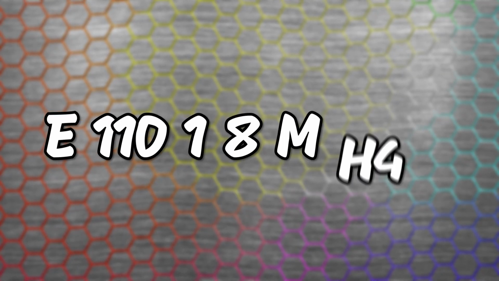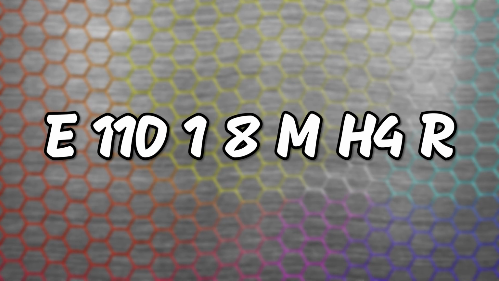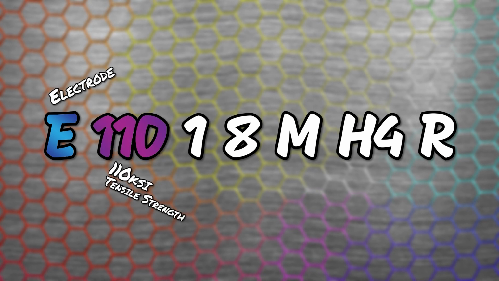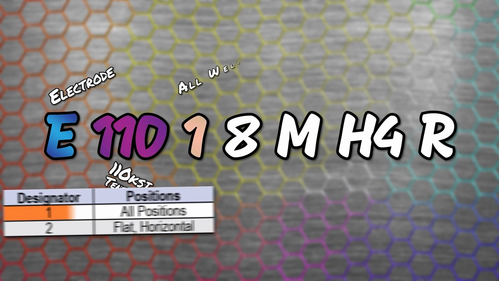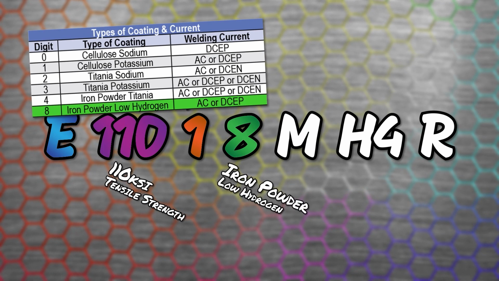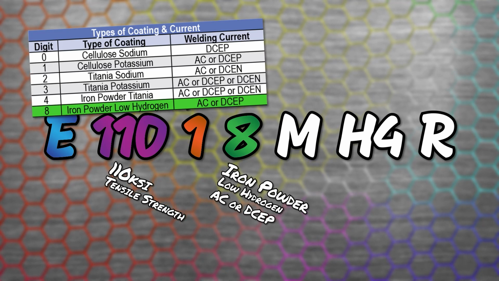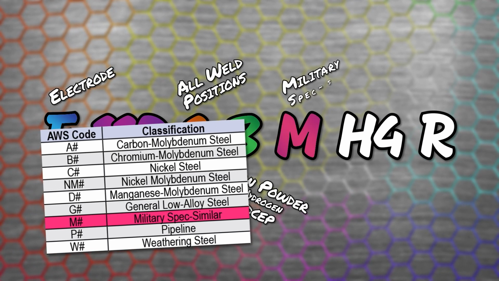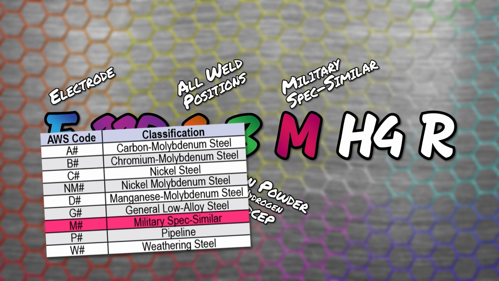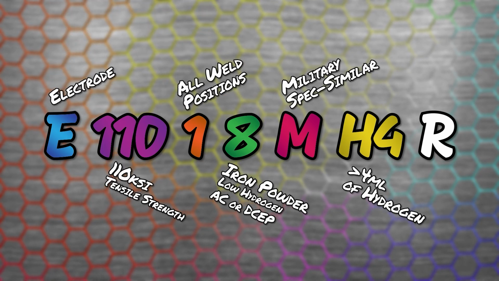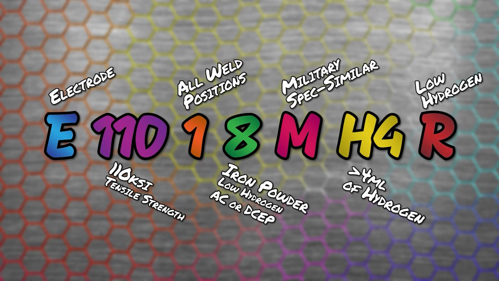Finally, E110-18MH4R. It's an electrode, has 110 KSI tensile strength, can weld in all positions, has a low hydrogen iron powder coating, and can weld with AC or DC EP. The weld metal will meet most military specs, has less than 4 ml of hydrogen per 100 grams, and meets low hydrogen requirements.